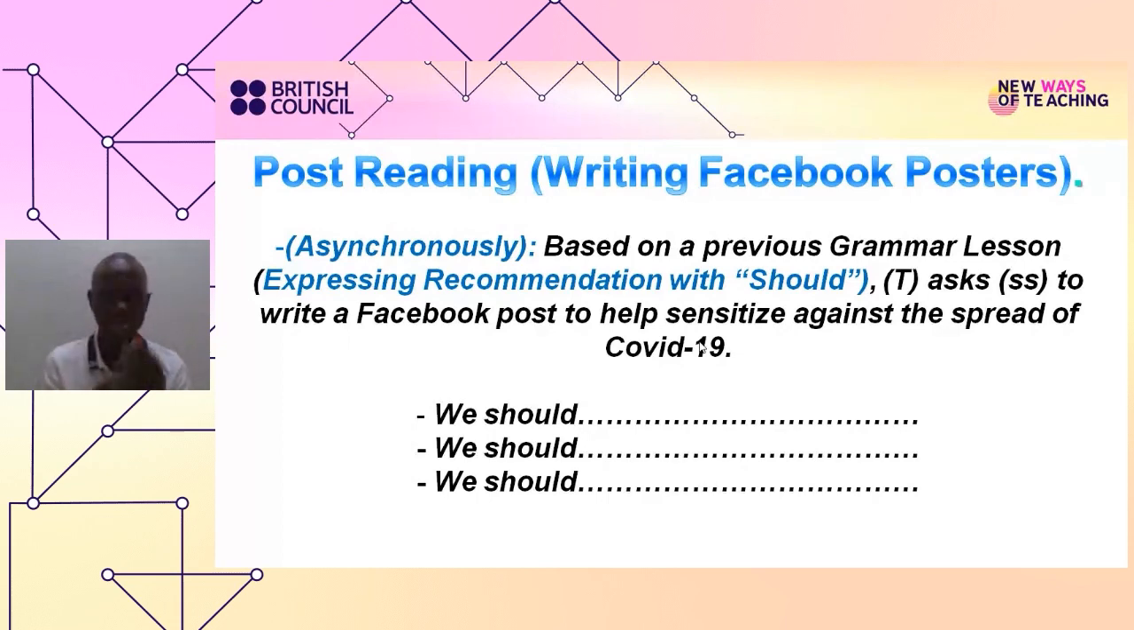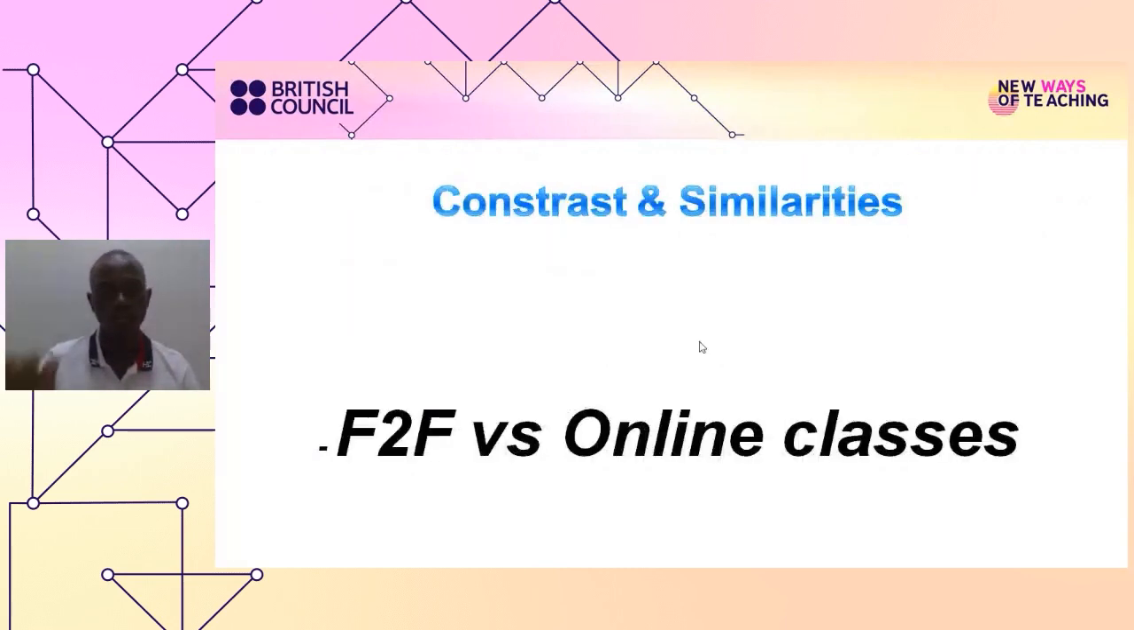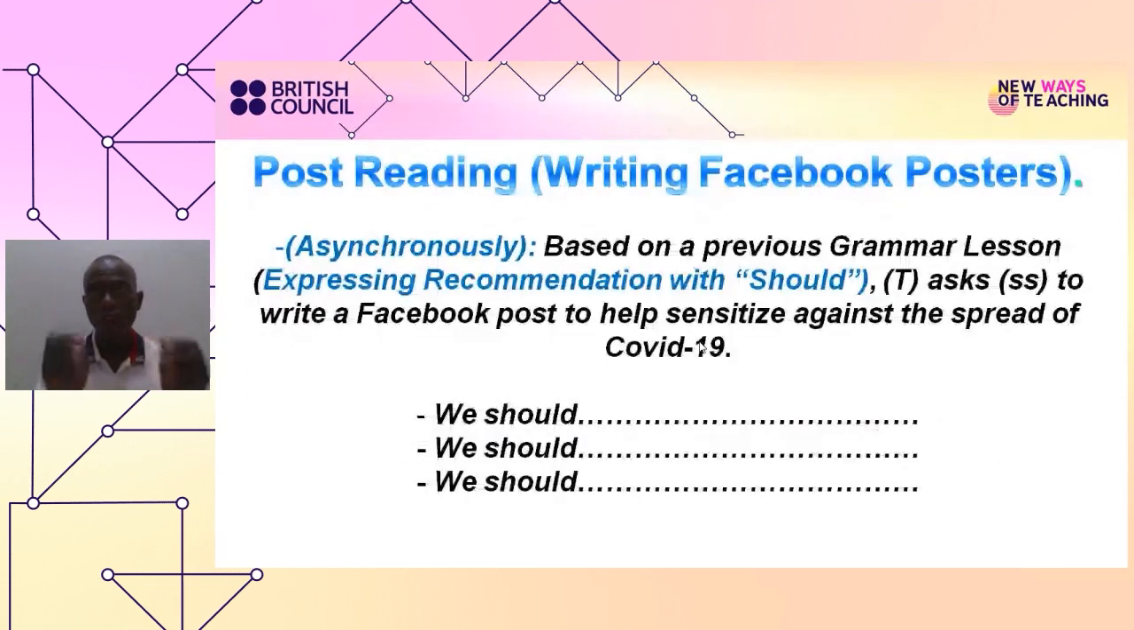Or sometimes I can ask them to use their WhatsApp profile. After having the post done, they can use their WhatsApp profile to write the recommendation, and I can see. Because I have their numbers, I can check their profile. I can see whether they did the post or not. So I can either use Facebook, or I also can use WhatsApp just to see how far they have done the assignment. And remember, the assignment can be done synchronously or asynchronously depending on what exactly I want them to do.